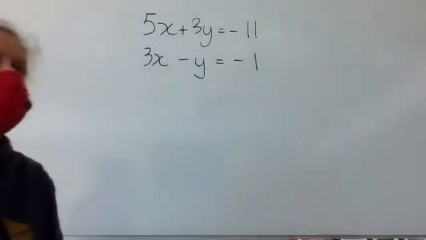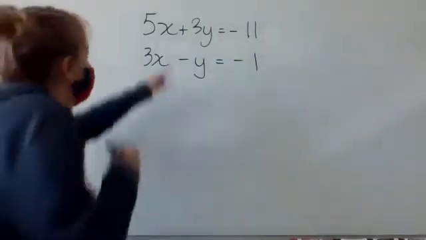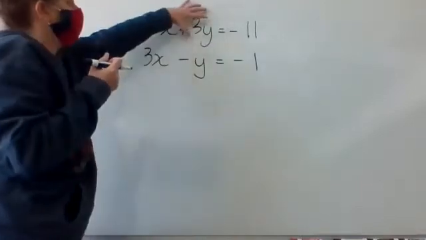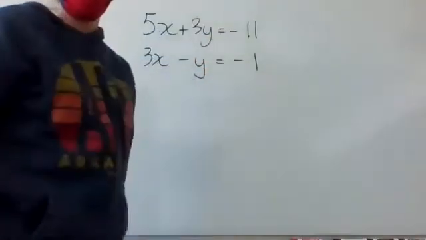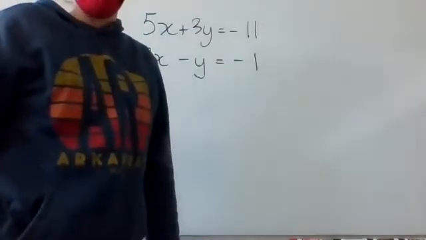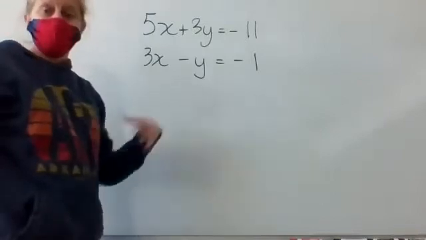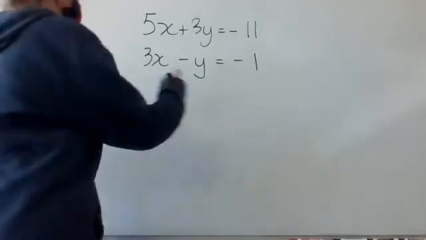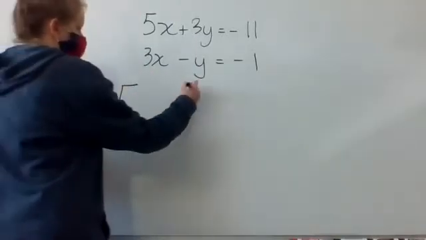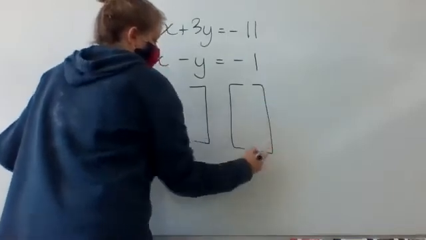Now, this one wouldn't be as straightforward as that last one, because remember the last one, I had positive 3y and negative 3y. So when I added them together, the y's eliminated, which is what you want to happen. That doesn't happen if you add those together this time. So this one would actually take a lot more work to solve by hand. So we're just going to turn these into our matrices and use our calculator.